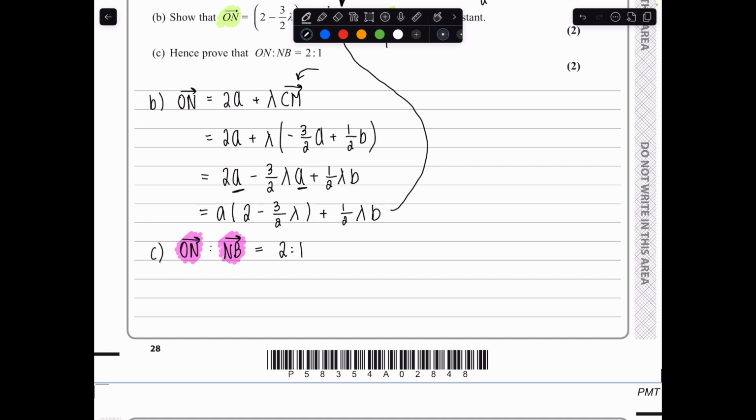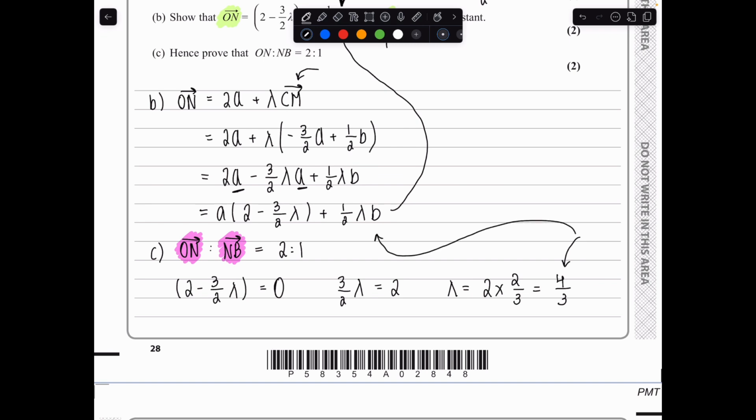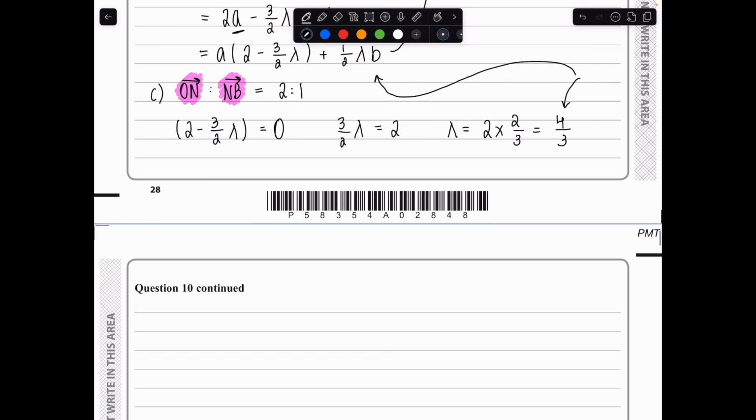So in that case, what is the coefficient of A? The coefficient of A is 2 minus 3 over 2 lots of our scalar multiple, and that is equal to 0. So if we do some rearranging, we get 3 over 2 lots of our scalar multiple is equal to 2, then our scalar is equal to 2 times 2 over 3, and that is equal to 4 over 3. So from here, now that we've figured out what our unknown is, let's find out what multiple of B we need to get from O to N.